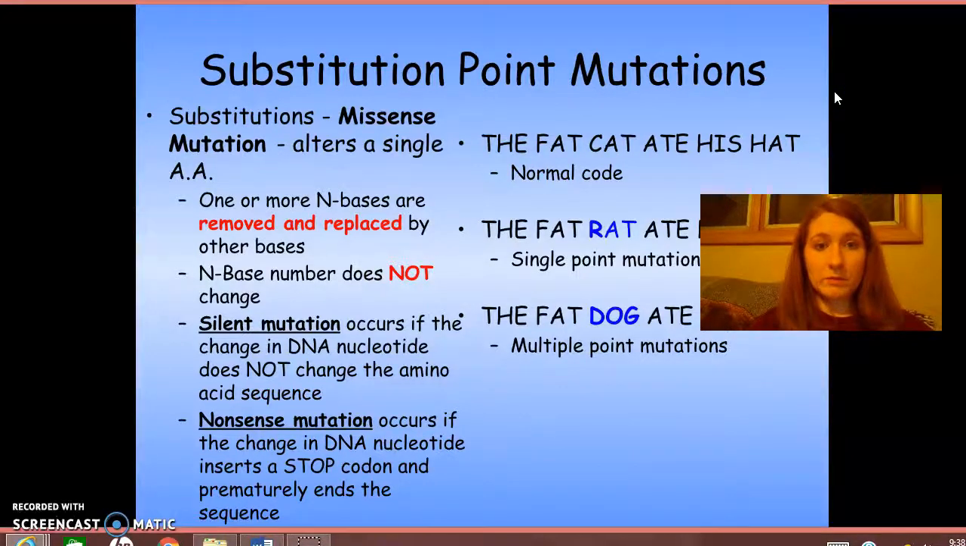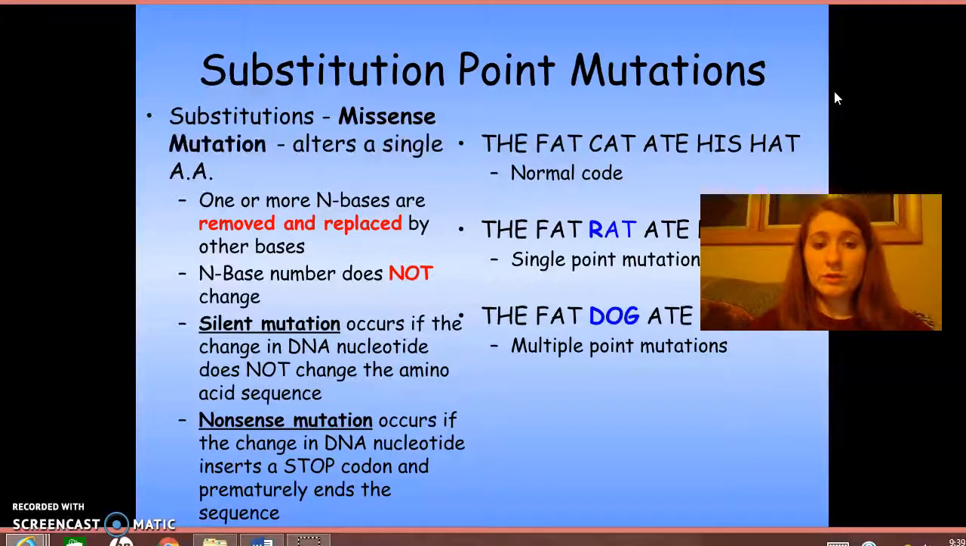So back to substitution point mutations. They are called missense mutations, which alter a single amino acid. One or more nitrogenous bases are removed and replaced by other bases. So the correct base is removed and replaced with an incorrect base. The base number does not change. You still have the same number of bases, but the one single base is changed.